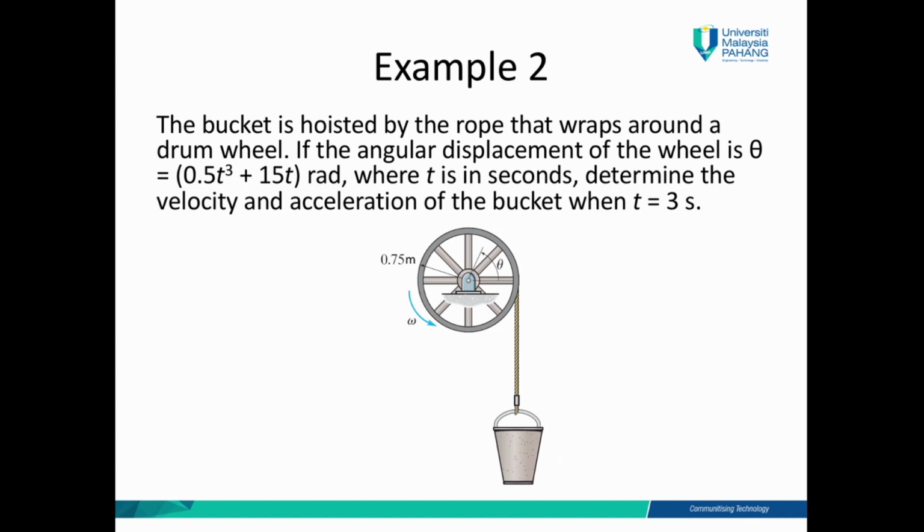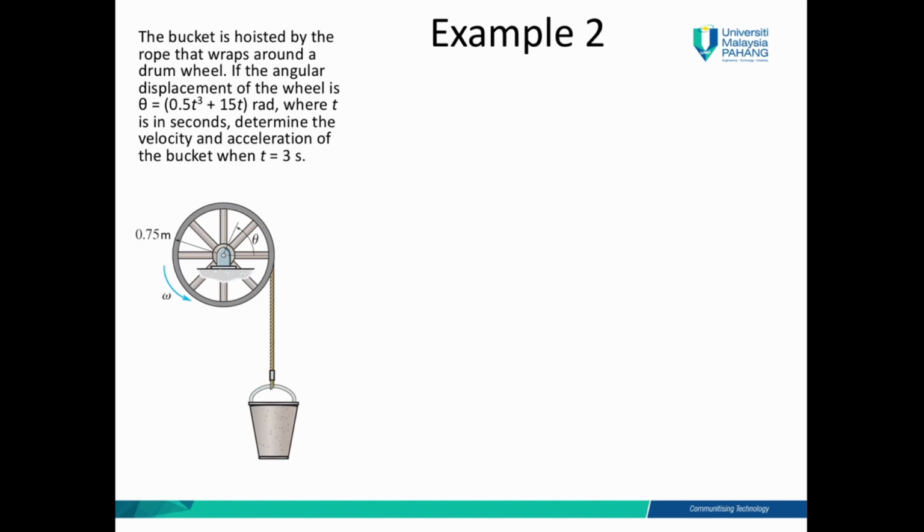Okay, so let's try to solve this problem. First, you need to find the angular velocity. So angular velocity omega equal to derivative of the angular displacement. So what is the derivative? If you derive it, you should get 1.5 t to the power of 2 plus 15. Right.